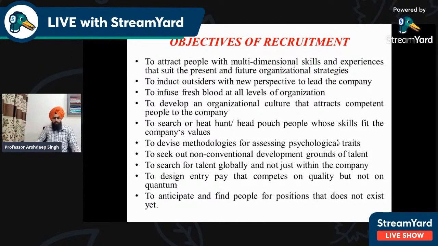Okay, next, to design an entry pay that competes on quality but not on quantum. Okay, so this point means that we only check the quality under the recruitment process, not the quantity. We can have a number of persons, but none of them is knowledgeable or skilled. So what can they do? That will be a total wastage of money, manpower, and time. Okay, so we can have a smaller number of people, but they should be knowledgeable and skilled ones, so that the company could get the benefit.